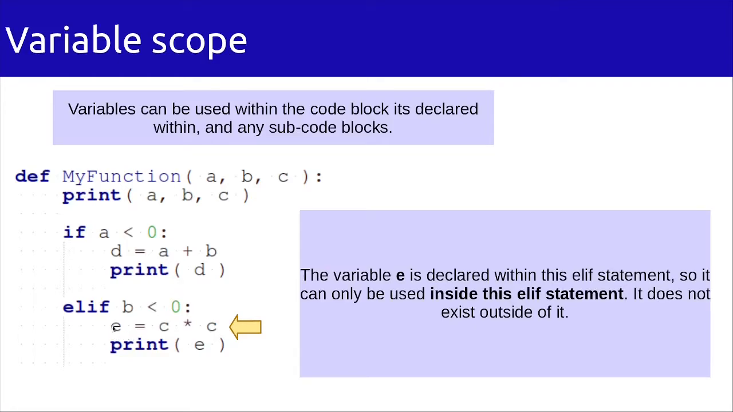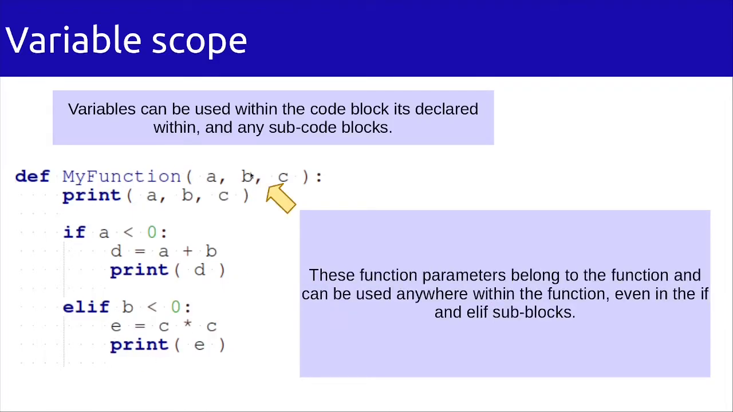Similarly, this E is declared in the else if statement here. It can only be used inside of the else if statement. However, these A, B, C variables, they belong to my function. They can be used anywhere inside my function or inside of its own sub blocks, so inside the if and the else if statement as well.